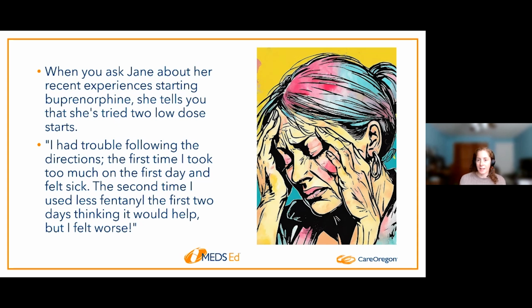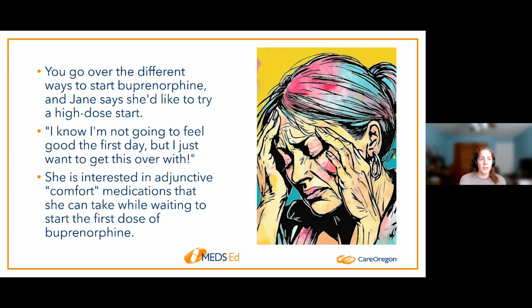So on that second attempt, it's less likely that she had precipitated opioid withdrawal, but some people will start to decrease their full agonist and go into just general opioid withdrawal while trying to do these transitions. So she had some challenges with those two attempts at the low dose start, and that's fairly common. These are things I hear from patients pretty frequently that are trying this in the ambulatory care setting.